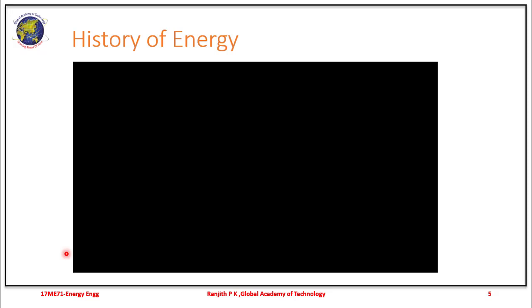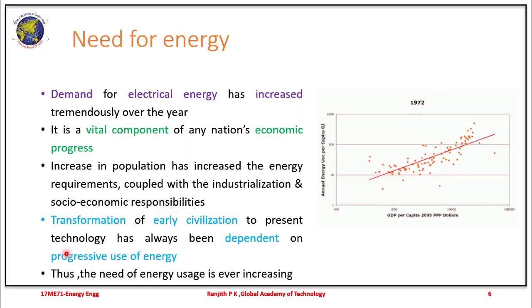So, the key takeaway from this video is that right from the civilization when man first began, the use of energy has been progressive and has always been in demand. If you look at the need for energy as the years have progressed, in this animation, the demand has always increased and it has become a vital component for the nation's economic progress.